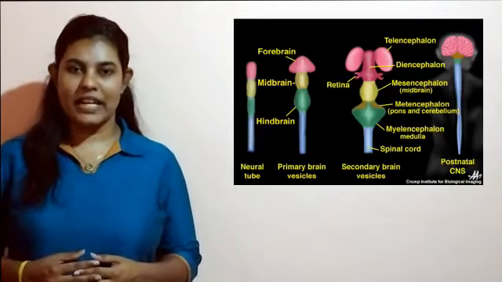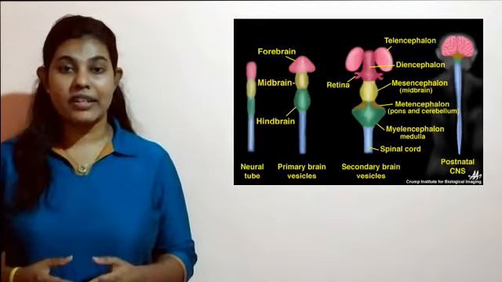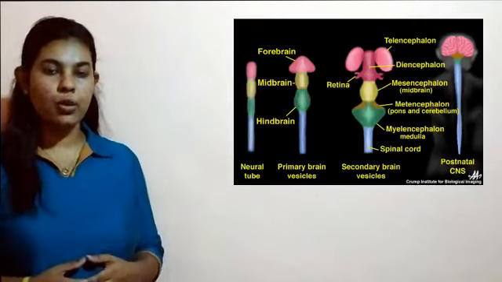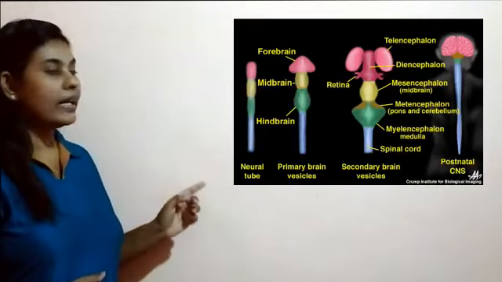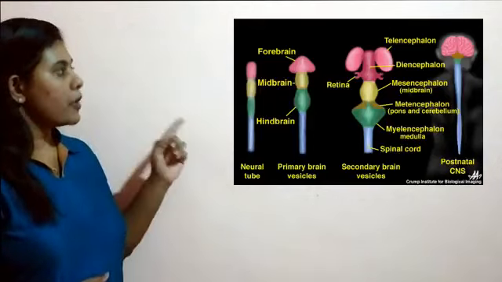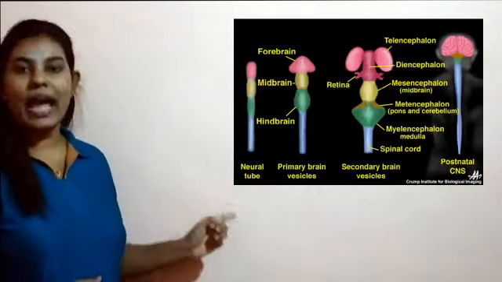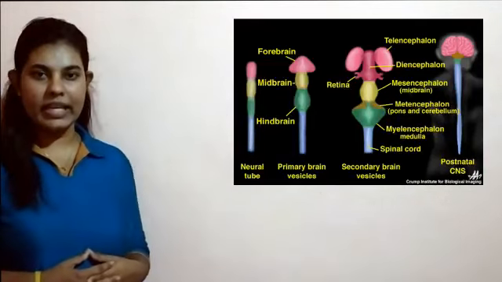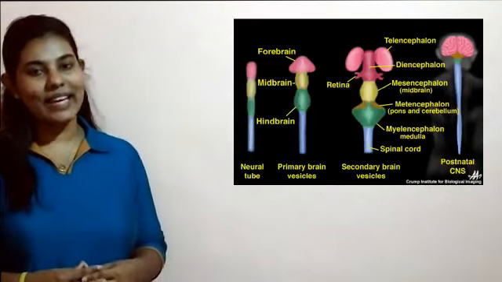Every part of the brain structures, including the ventricles of the brain, is derived from the neural tube. This neural tube is divided mainly into 3 parts. They are the prosencephalon, mesencephalon and rhombencephalon. The prosencephalon further divides into the telencephalon and diencephalon.